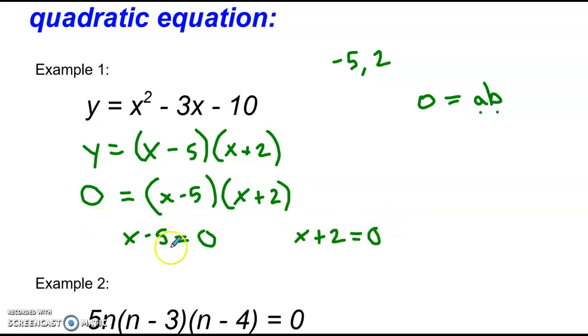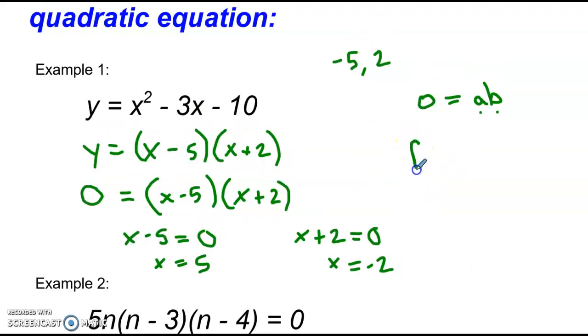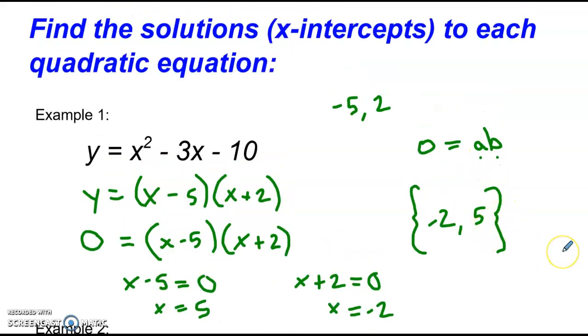Okay, and from here you have a pretty simple equation to solve. I add 5 to both sides, I get x equals 5. I subtract 2 from both sides, I get x equals negative 2. So the solutions to this quadratic equation, and usually they put them in a fancy looking bracket here, I would say that the x-intercepts for this are negative 2 and 5.